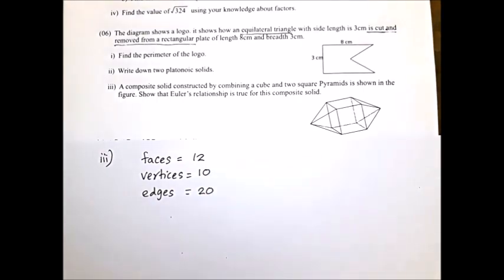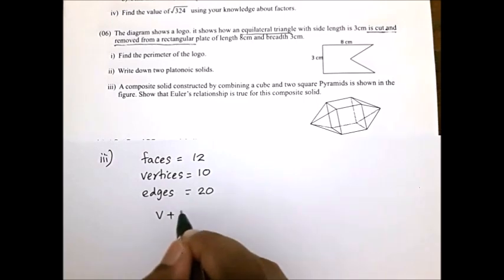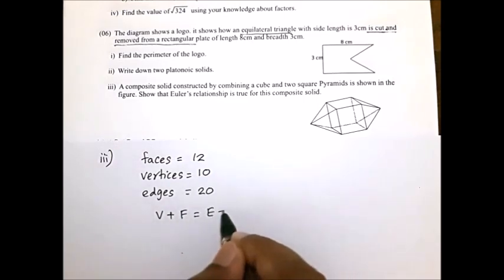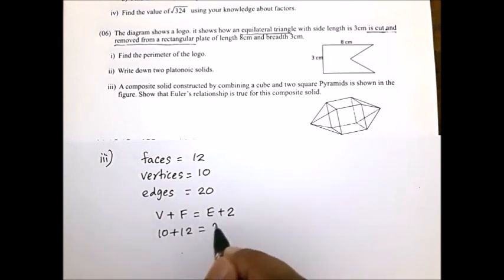Now apply these values to Euler's relationship. It is vertices plus faces equal edges plus 2. 10 plus 12, 20 plus 2. 22 equals 22. So Euler's relation is true for this solid.